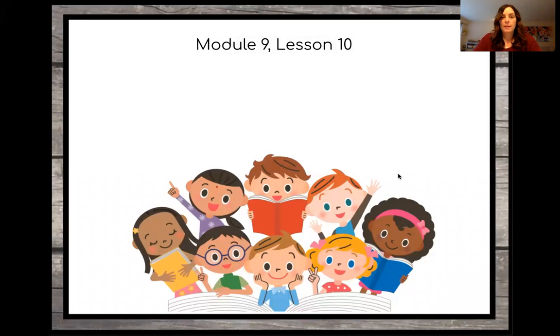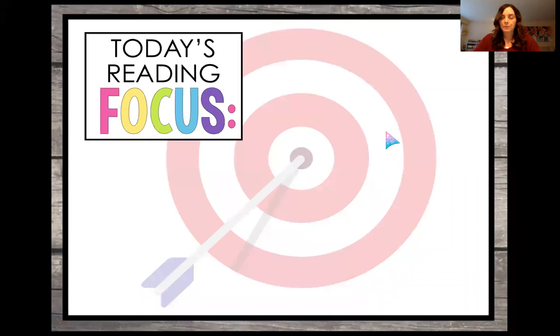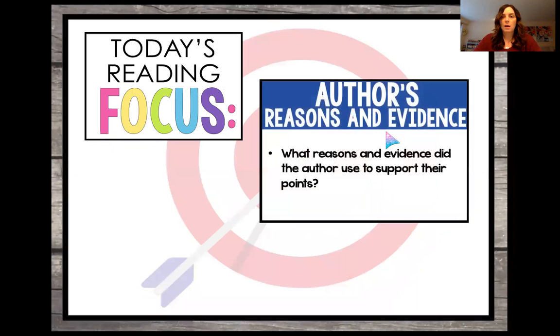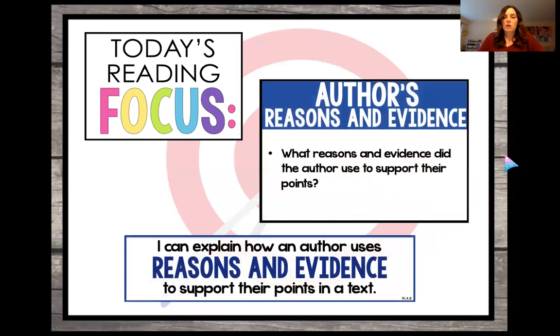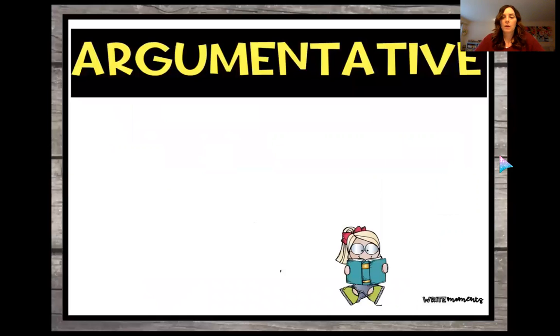Hey everyone, this is Module 9, Lesson 10, and today we are going to talk about ideas and support. Today's reading focus is on the author's reasons and evidence. So we're going to look at what reasons and evidence the author uses to support their points. And our learning target today is: I can explain how an author uses reasons and evidence to support their points in a text. The type of text that we are looking at today is called an argumentative text.